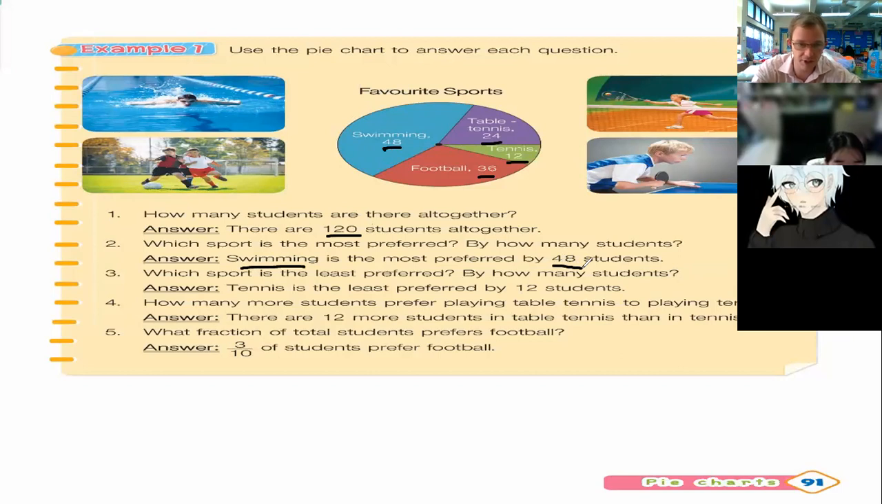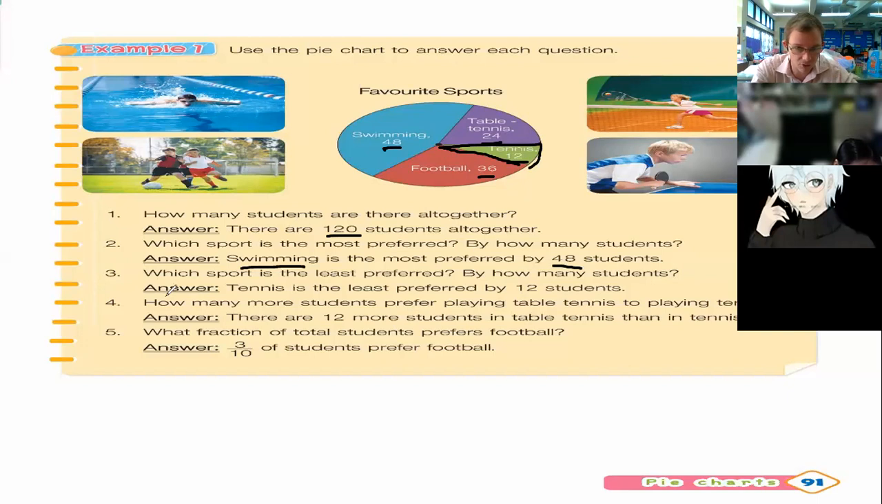The next question, number 3, which sport is the least preferred? Who can tell me that answer? Tennis. Excellent. Thank you very much. Indeed, tennis. Why? Because that's the smallest slice. Look how small the slice of tennis is. Okay. And I will show you an example of how we can make our own pie charts on the computer in just a moment.